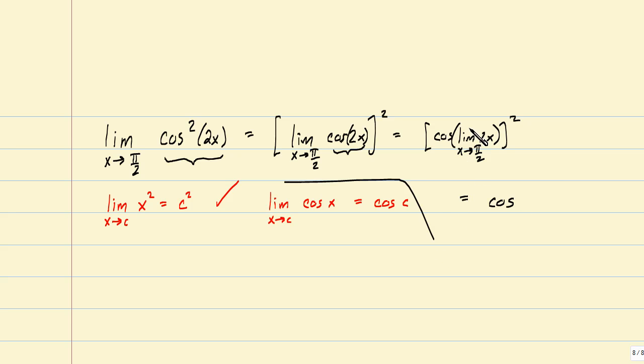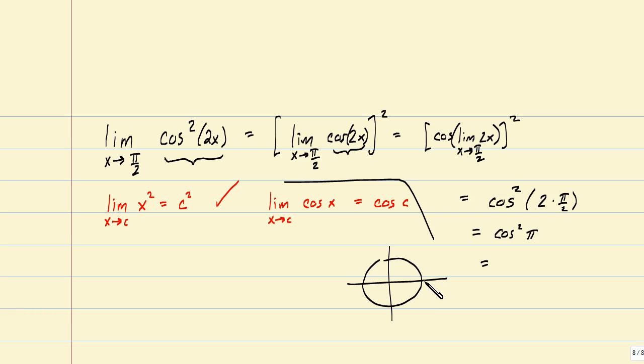and I'll write this as cosine squared because that's a little more natural, cosine squared of 2 times pi over 2. At this point the limits are gone. We just simplify this as a normal mathematical expression. That's cosine squared of 2 times pi over 2, or pi. This is cosine of pi squared, cosine of pi.